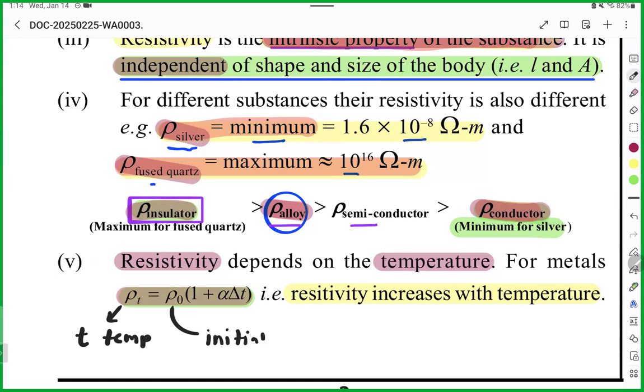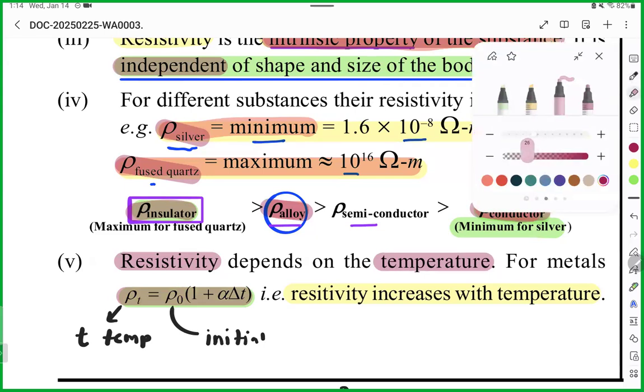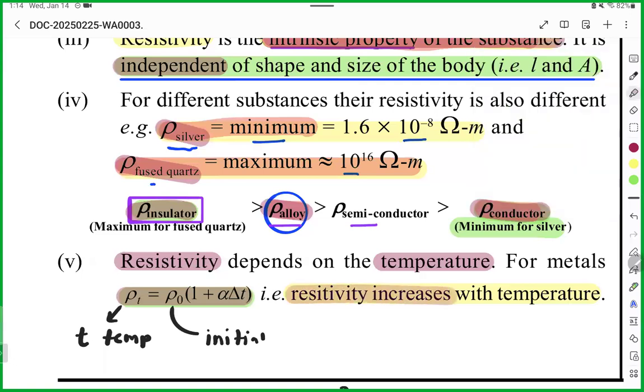As I already mentioned, if you increase temperature in case of a conductor, resistivity will increase. This is for a conductor. If you increase temperature, your resistance increases, your resistivity increases. Whenever resistance increases, resistivity follows the same pattern.